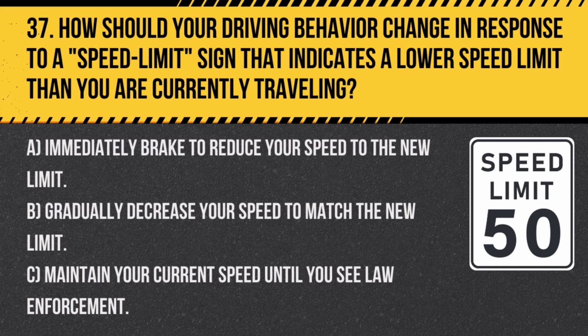Question 37. How should your driving behavior change in response to a speed limit sign that indicates a lower speed limit than you are currently traveling? A. Immediately brake to reduce your speed to the new limit. B. Gradually decrease your speed to match the new limit. C. Maintain your current speed until you see law enforcement. Answer B. Gradually decrease your speed to match the new limit. Adjusting speed gradually is safer for you and other road users.